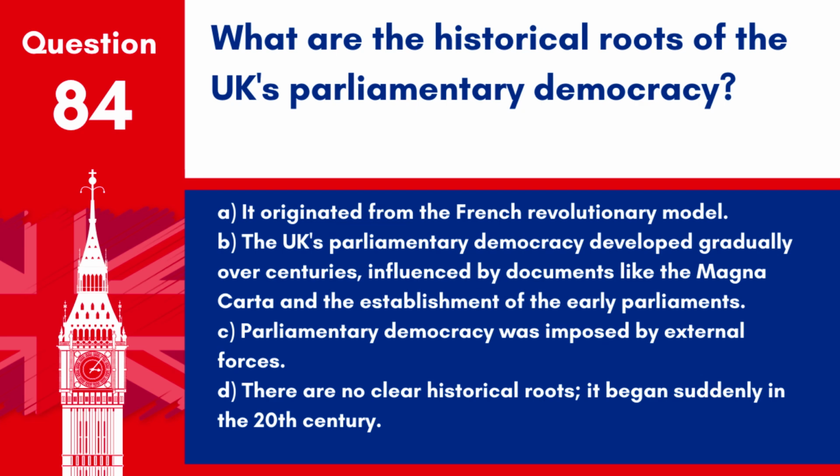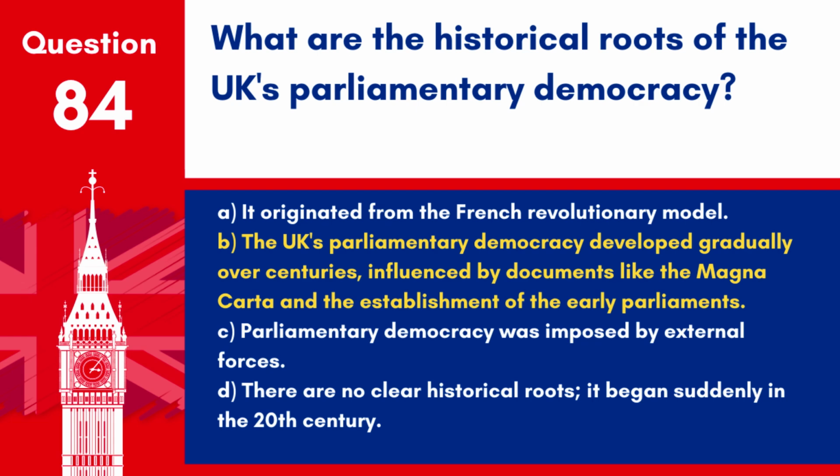Question 84. What are the historical roots of the UK's parliamentary democracy? A. It originated from the French revolutionary model. B. The UK's parliamentary democracy developed gradually over centuries, influenced by documents like the Magna Carta and the establishment of the early parliaments. C. Parliamentary democracy was imposed by external forces. D. There are no clear historical roots. It began suddenly in the 20th century.